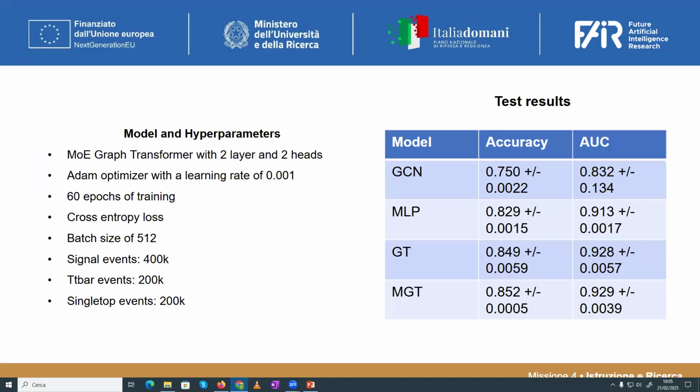Here we have the hyperparameters that we set for the model, and we also test some different models like a graph convolutional network, a simple multi-layer perceptron, a graph transformer, and then at the end our mixture of expert graph transformers. That is the one that has the highest accuracy and the highest area under the ROC.